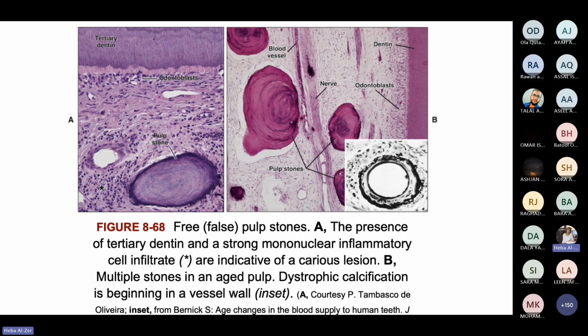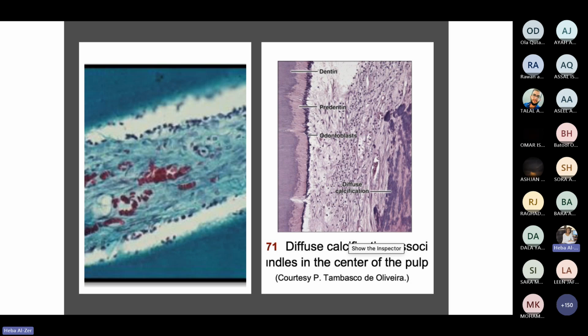Again here, this is a pulp stone, a false one, because it looks more like bone than dentine. Here too, false ones. There are cells and they are lamellated. As you can see in this picture, there are multiple ones in this tooth. The last kind of calcification is the snowflake, which means random calcification throughout the pulp, as you can see here and here.